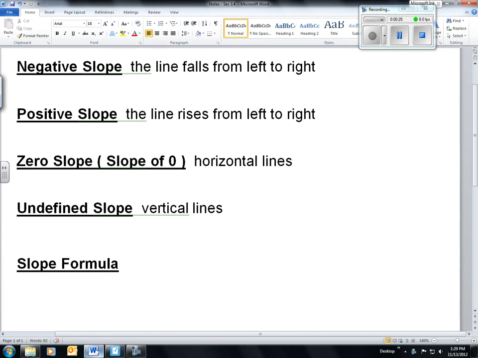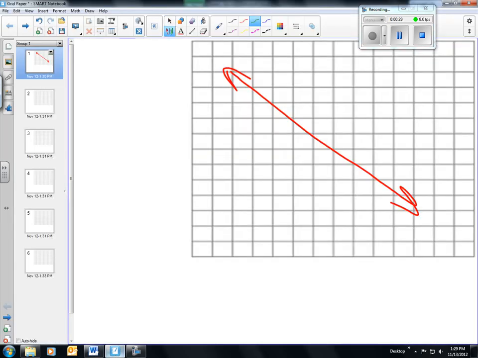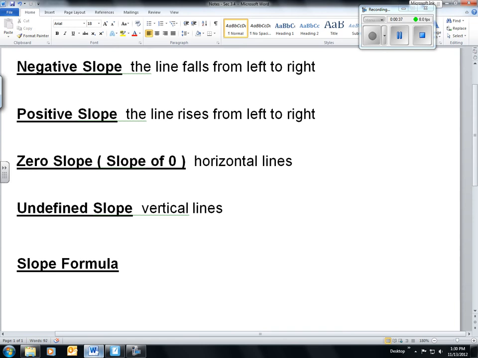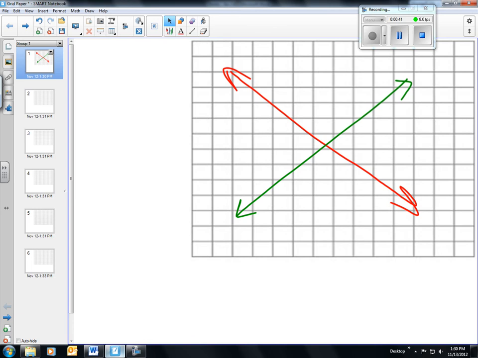And then a positive slope is a line that rises from the left to the right. So here, the green line would have a positive slope to it. Okay? And then the zero slope is a horizontal line. So all horizontal lines have a zero slope, and a horizontal line looks like this. It's perfectly flat with the horizon. So the blue line would be a horizontal line. It would have a zero slope.